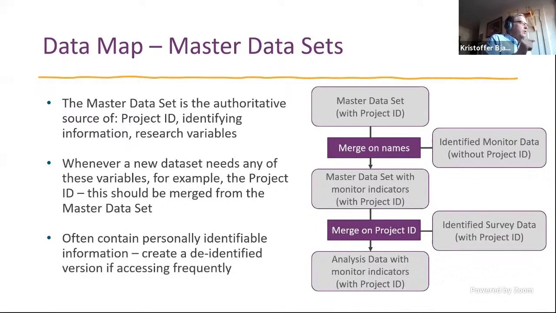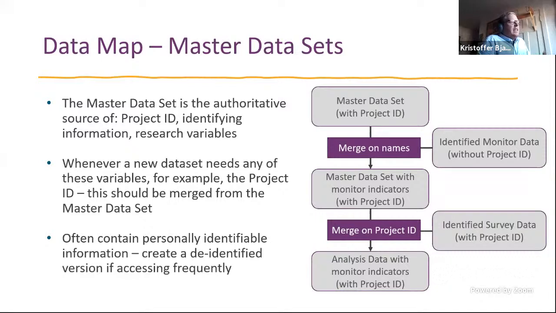And then after the merge on names, you see in this diagram, we have the master data set with monitoring indicators and with project IDs. That means that the next merge, where we merge on project IDs with the survey data, is a super simple, super straightforward merge on the project IDs. So we solve all the issues when we merge data sets without the project ID to the master data set. And then we have an accurate and error-proof way to merge all those data sets with other data sets using the project ID. And in the end here, we have the analysis data with the monitoring indicators.